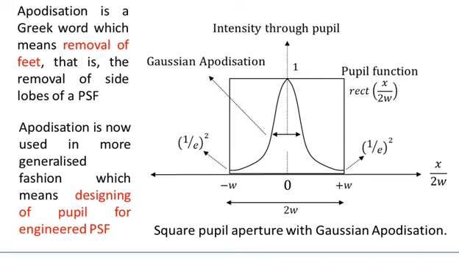And you know that we have plotted this one, that is the intensity through the pupil function as a function of x over 2w. So this is the square pupil aperture with Gaussian apodization. So you see that we have used the Gaussian apodization over here.